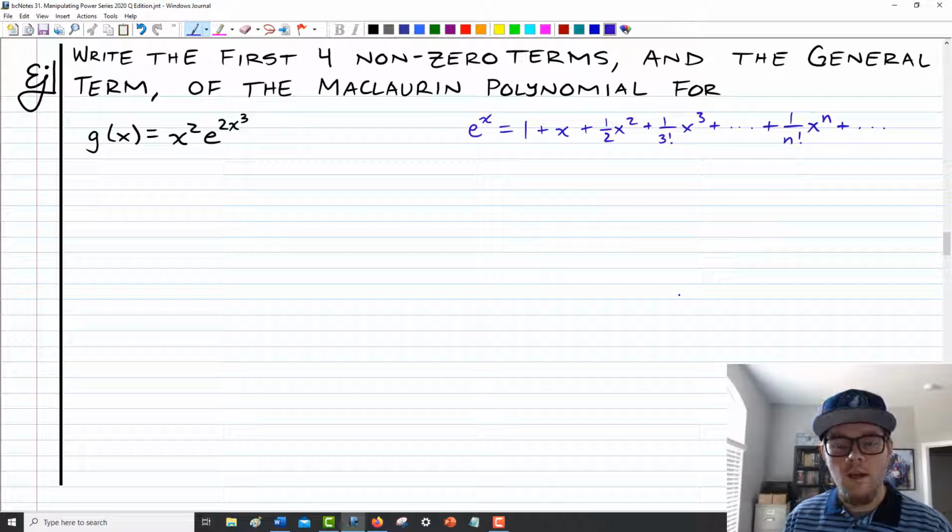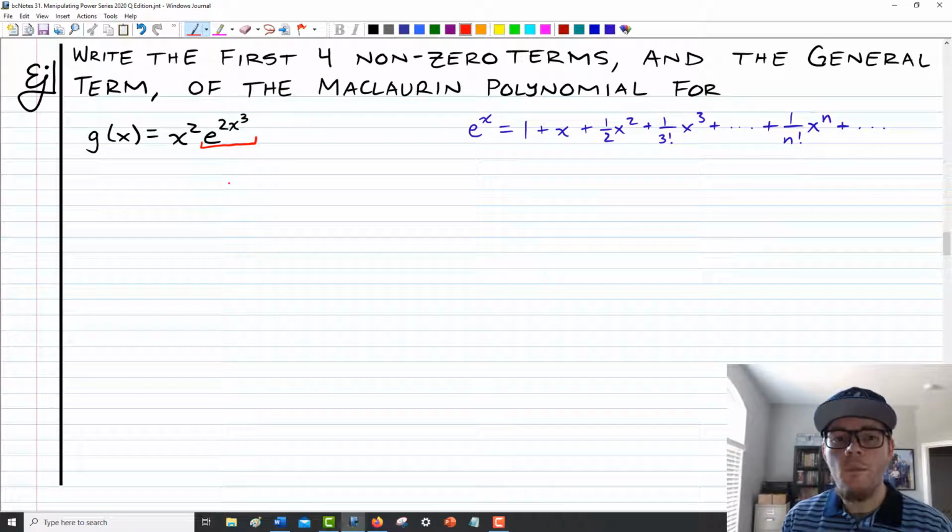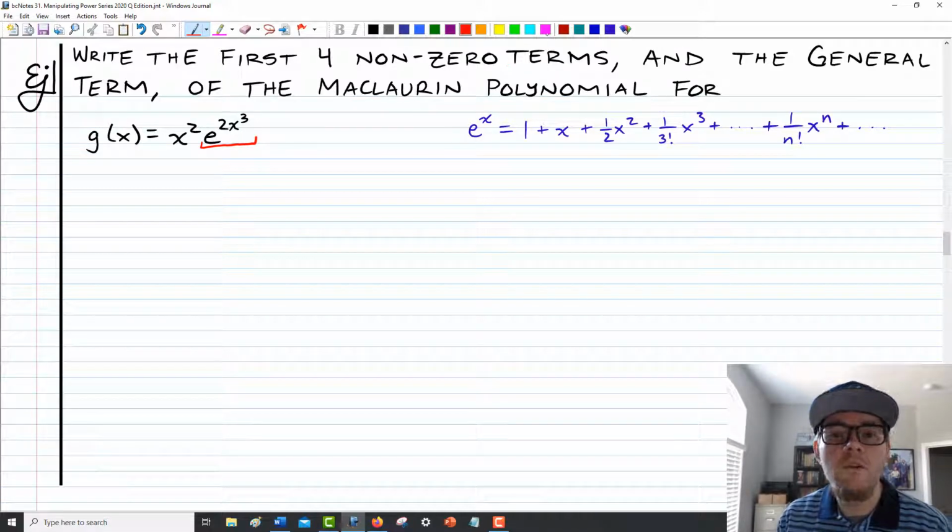Having started there, the first place I'm going to go is to focus on one portion of this function. I'm going to focus on the e to the 2x cubed part. I'm going to focus on the substitution half. It's the more complicated part. It's the one that requires a little more effort. So I'm going to make that my focus first.